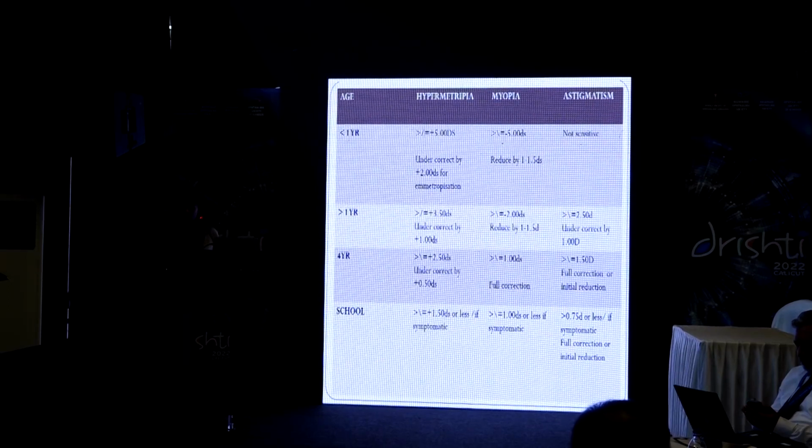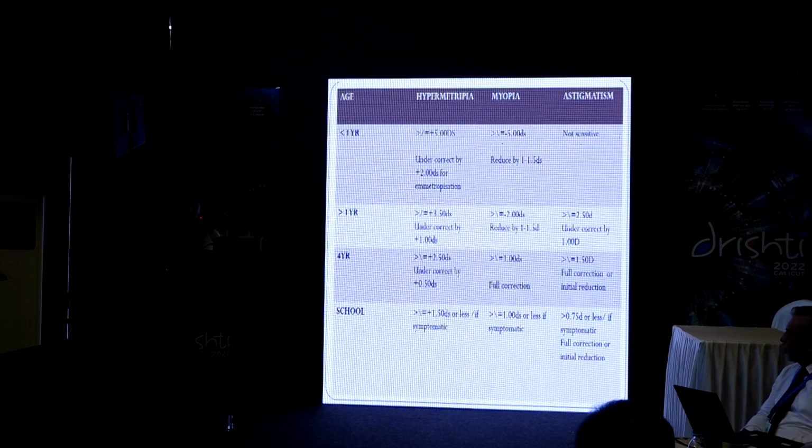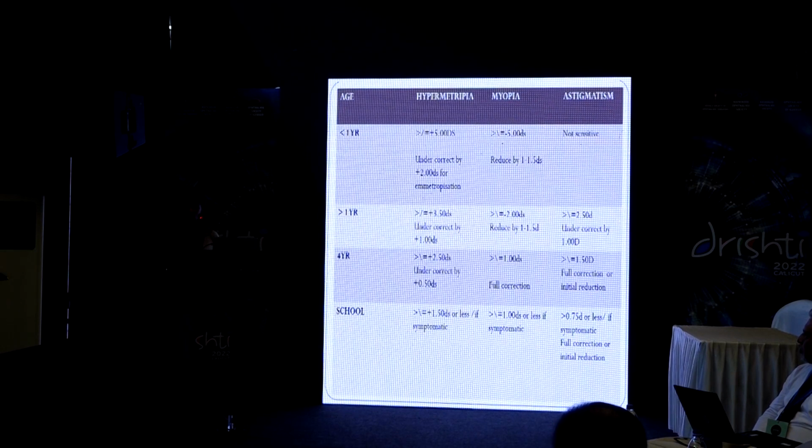At the 4th year of age, if the hypermetropia is greater than 2.5 diopters, we can give the full correction or slightly reduce it by up to 0.5 diopter. That will depend on the visual acuity and symptoms of the patient. If the myopia is greater than 1 diopter, we can give a full correction or a slight reduction. And in astigmatism, if it's greater than 1.5 diopters, we can either give the full correction or a slight initial reduction. That will depend on the visual acuity and symptoms of the baby.